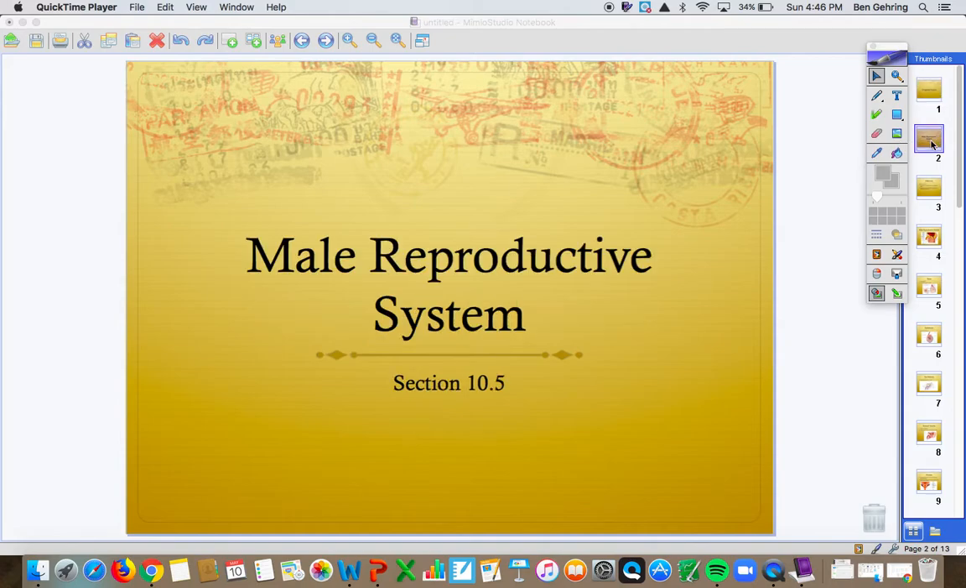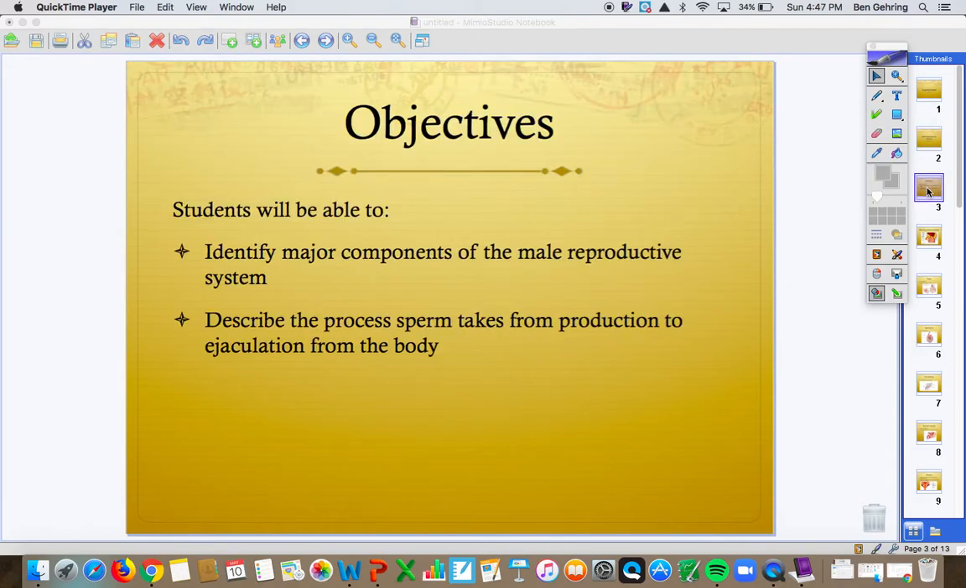Today we're going to talk about the male reproductive system. This will be section 5. So, here we go. Let's start talking about reproductive systems. Today, you will be able to identify major components of the male reproductive system, and describe the process sperm takes from production to ejaculation from the body. And so, let's get rolling.